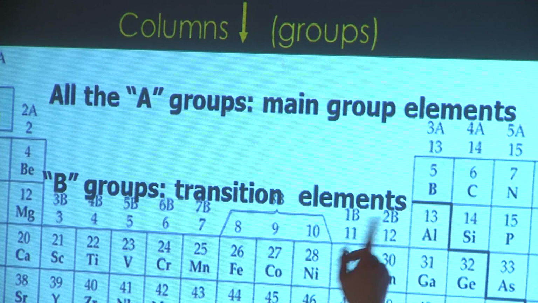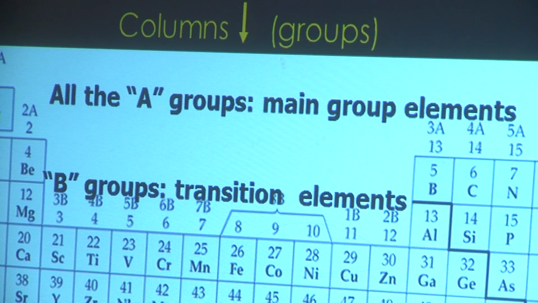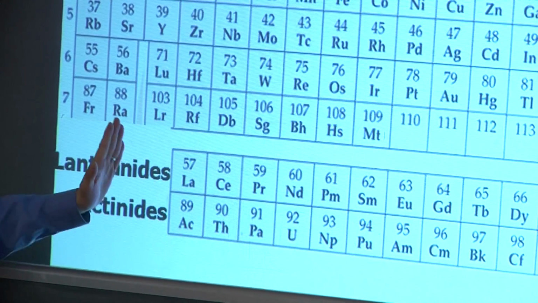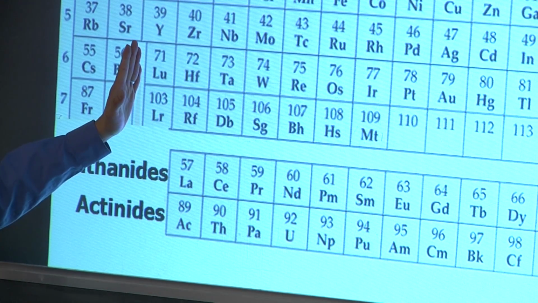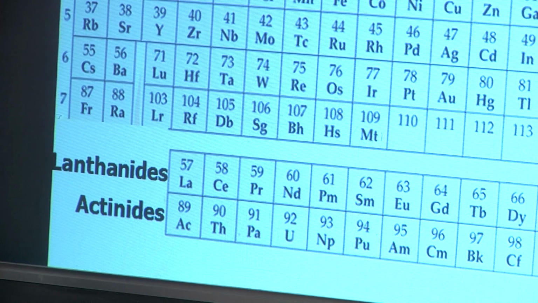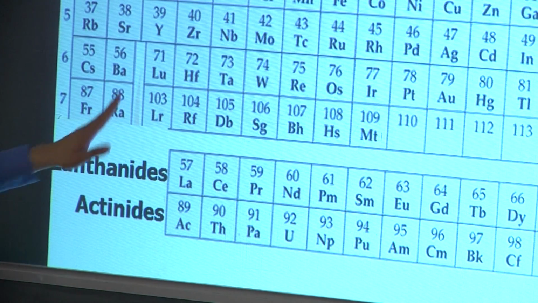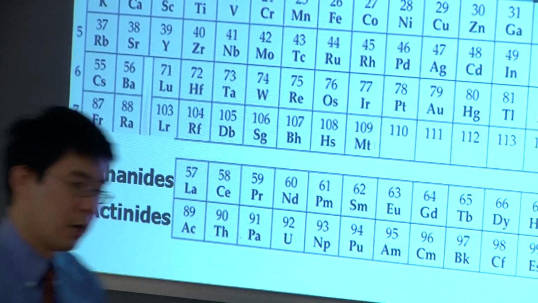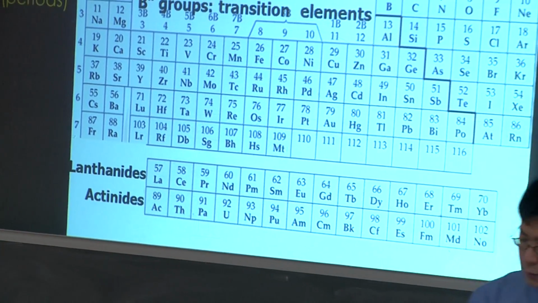In addition to your A group and your B group, you have what are called the lanthanides and the actinides. The lanthanides are called lanthanides because the first element in the row is lanthanum. Actinides are called actinides because the first element in the row is actinium. And why are they out here? Well, they really belong stuffed in here, but if you did that, it would get really, really wide. And we'll learn why once we get about halfway through the semester.